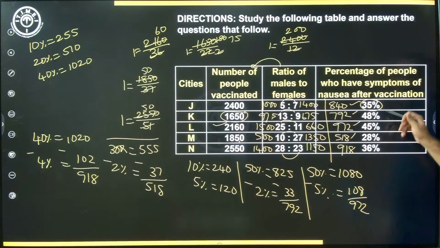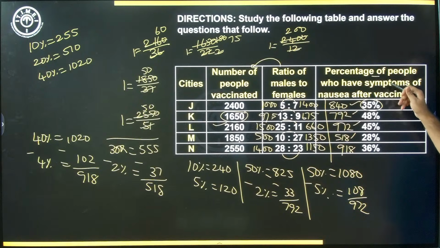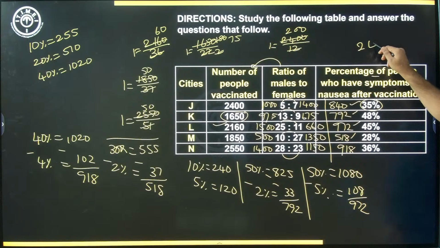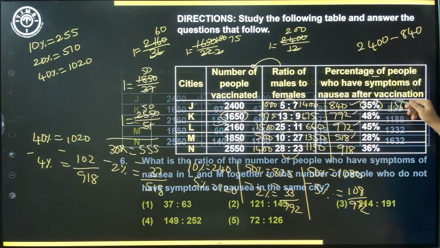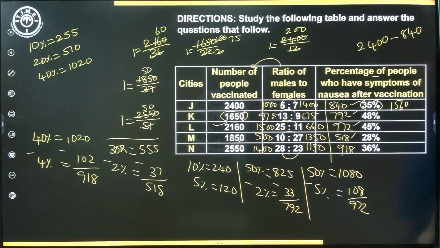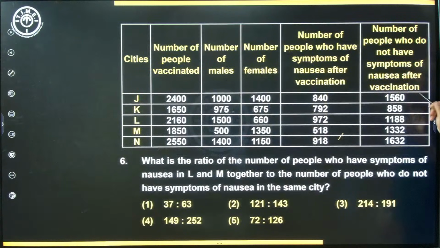Now, these are people who are having symptoms. Those who do not have symptoms will be 2400 total minus 840. So it has to be 1560. That's what I have written here, 1560. Then 792, if I add 8 here, 800. So 858, if I take the difference, 858.